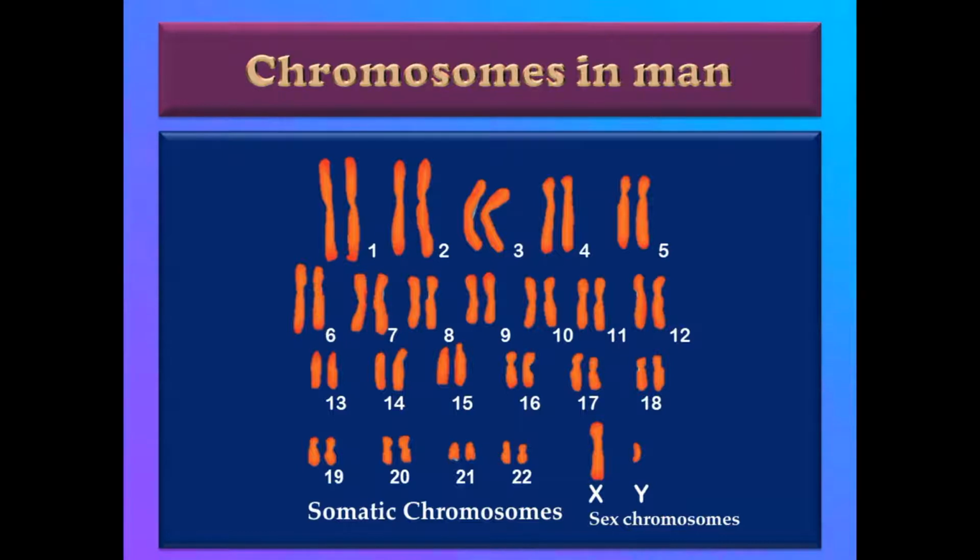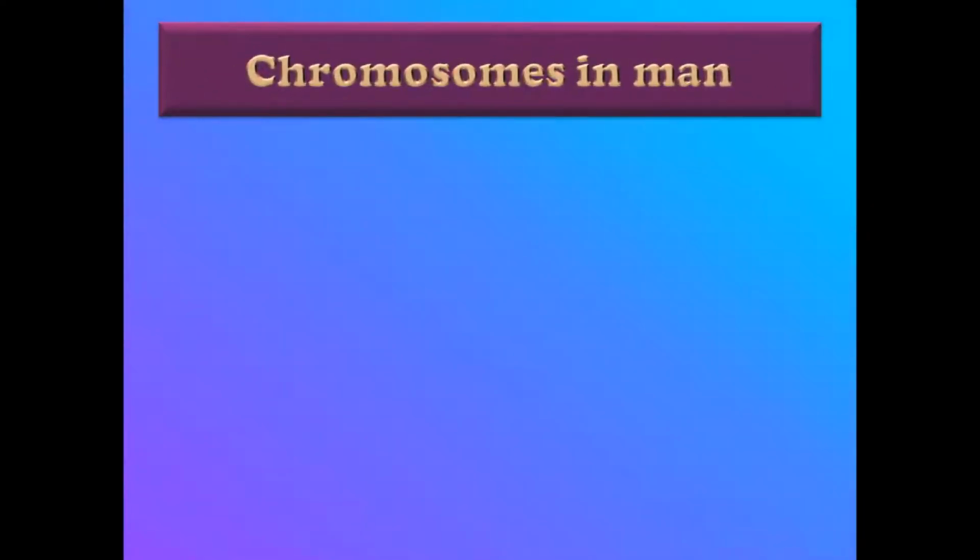So here you can see chromosome number 1 to 22 pairs, and they are seen as pairs depending on the difference in shape, structure and length. They are arranged in such a manner that the human chromosomes or karyotype is illustrated. Then the last chromosome, that is the sex chromosome, the smallest one is Y, that you can see at the end of the picture. Chromosomes in man.